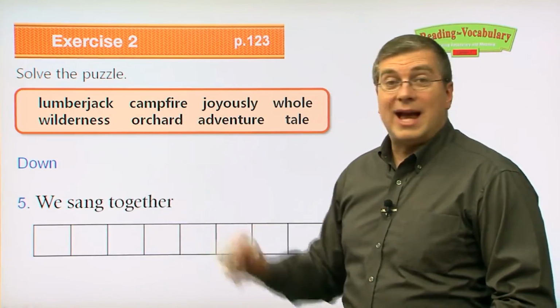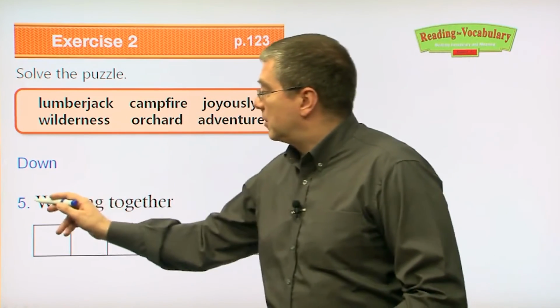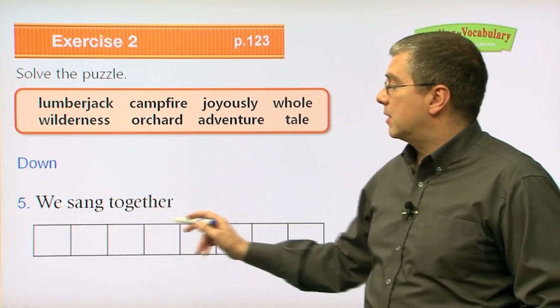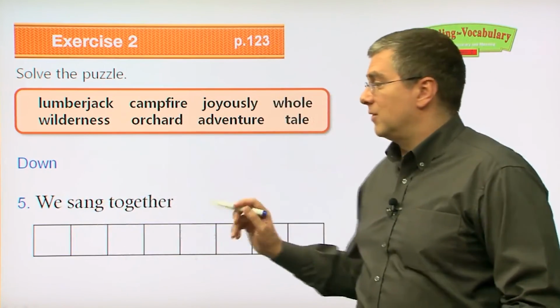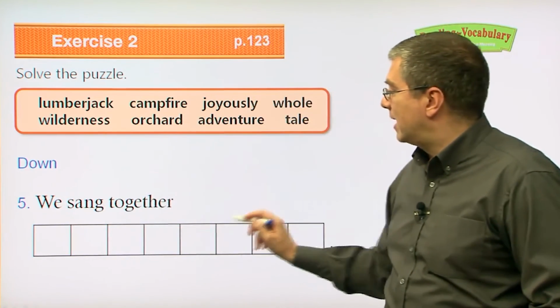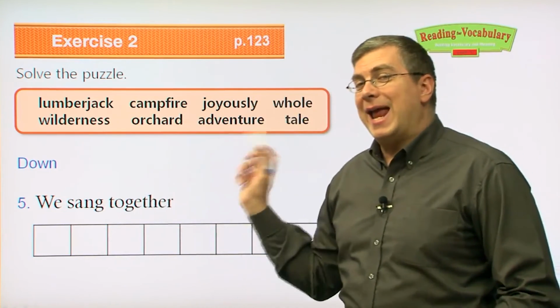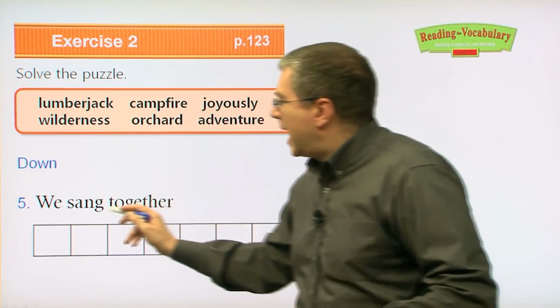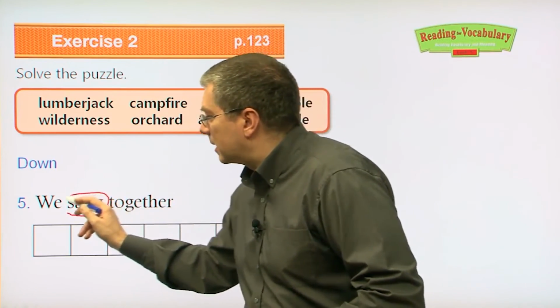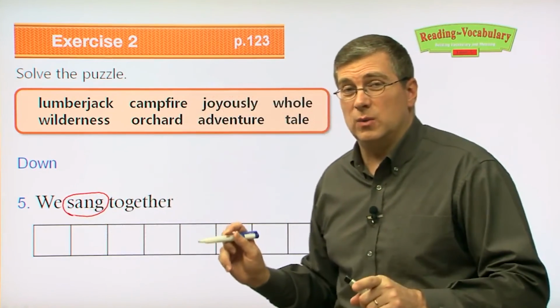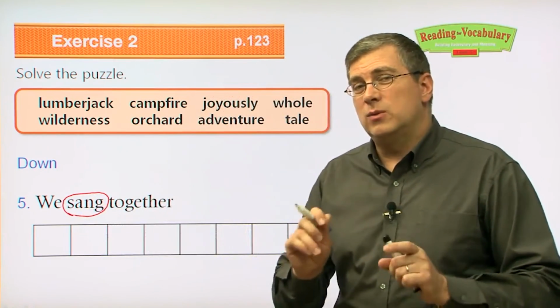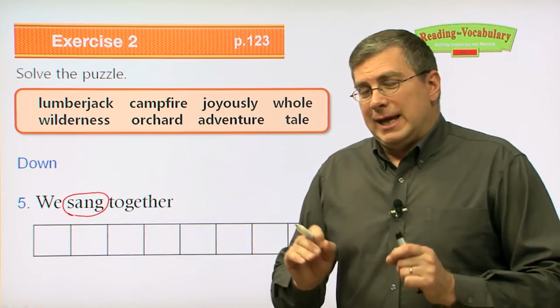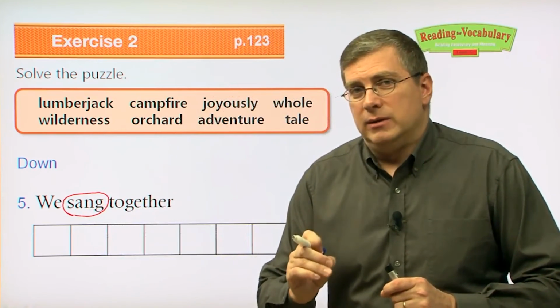Okay, number 5, our last word here, going down. Number 5, we sang together, blank. Okay, kind of a long word, 1, 2, 3, 4, 5, 6, 7, 8. We're looking for an 8-letter word that tells us how did we sing. When I taught you this word, remember I said that this word is used with verbs. It tells us how we do something.